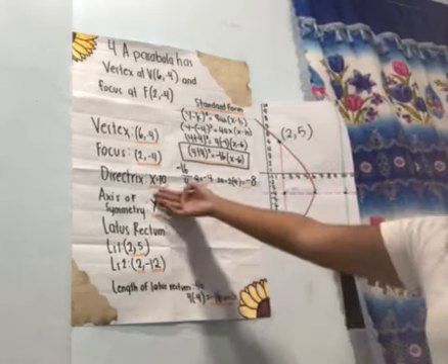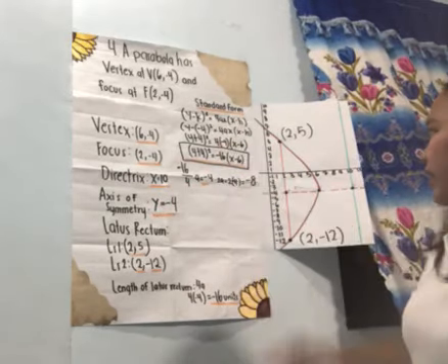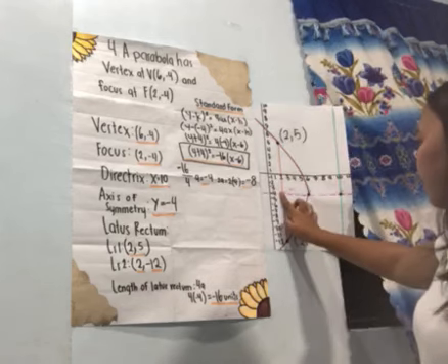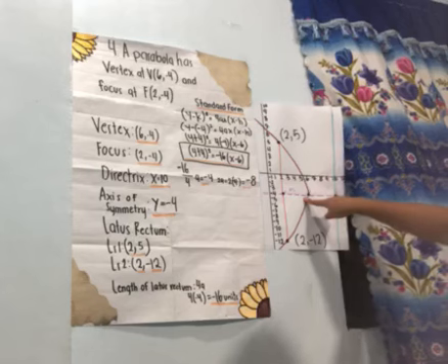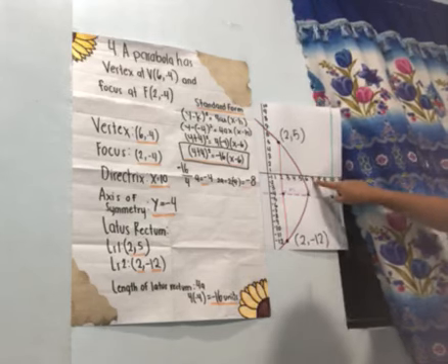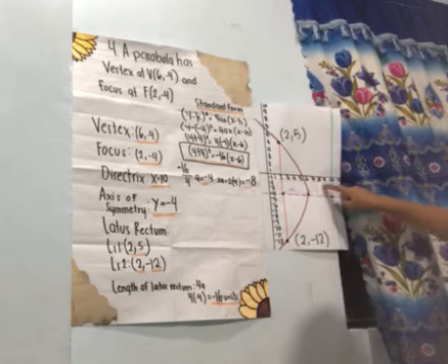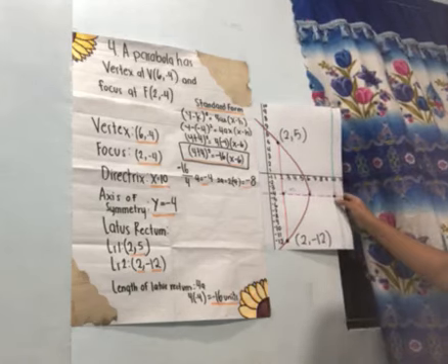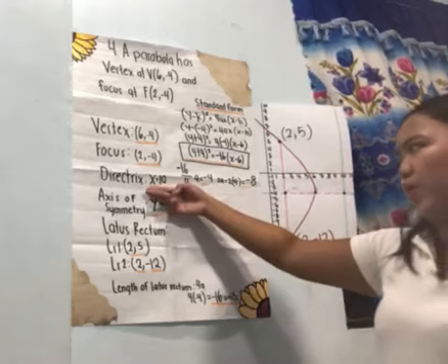For the directrix, since we use the -4, we will count it again. From the focus, 1, 2, 3, 4. So, from here, number 7, we will count it into 4: 1, 2, 3, 4. And the directrix is 10. Since it is vertical, this is x = 10.